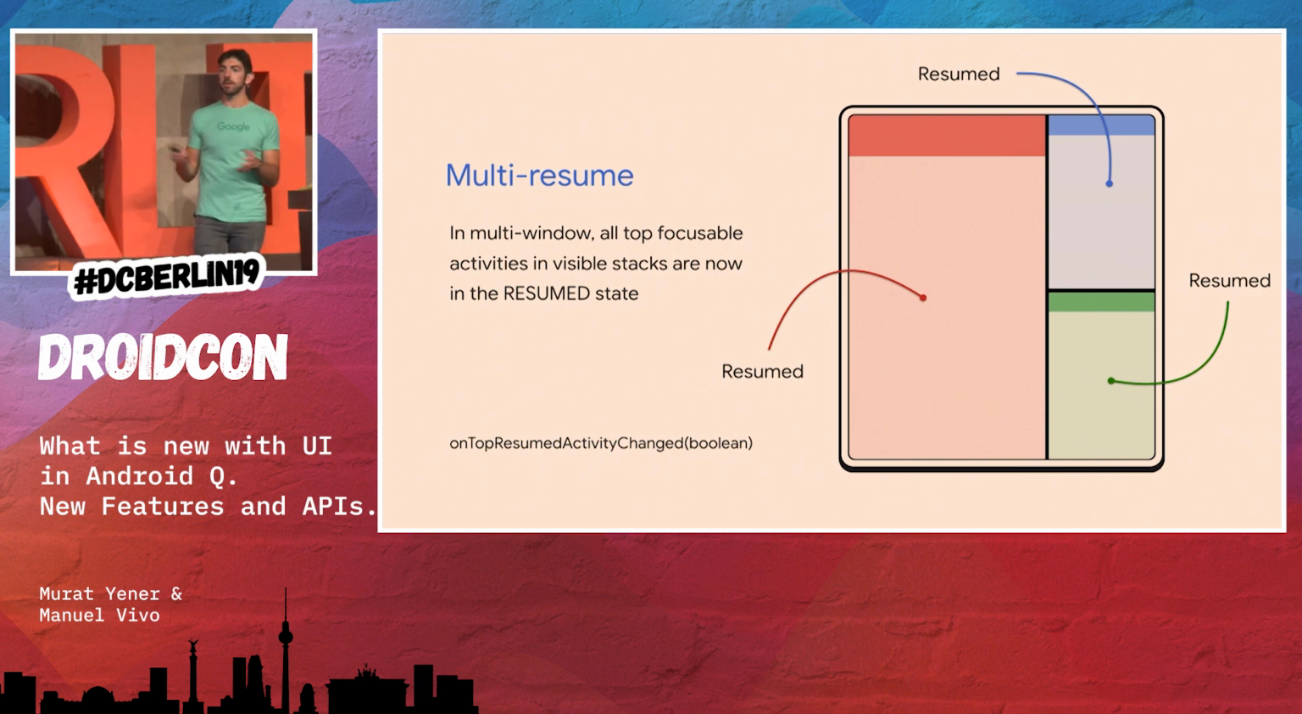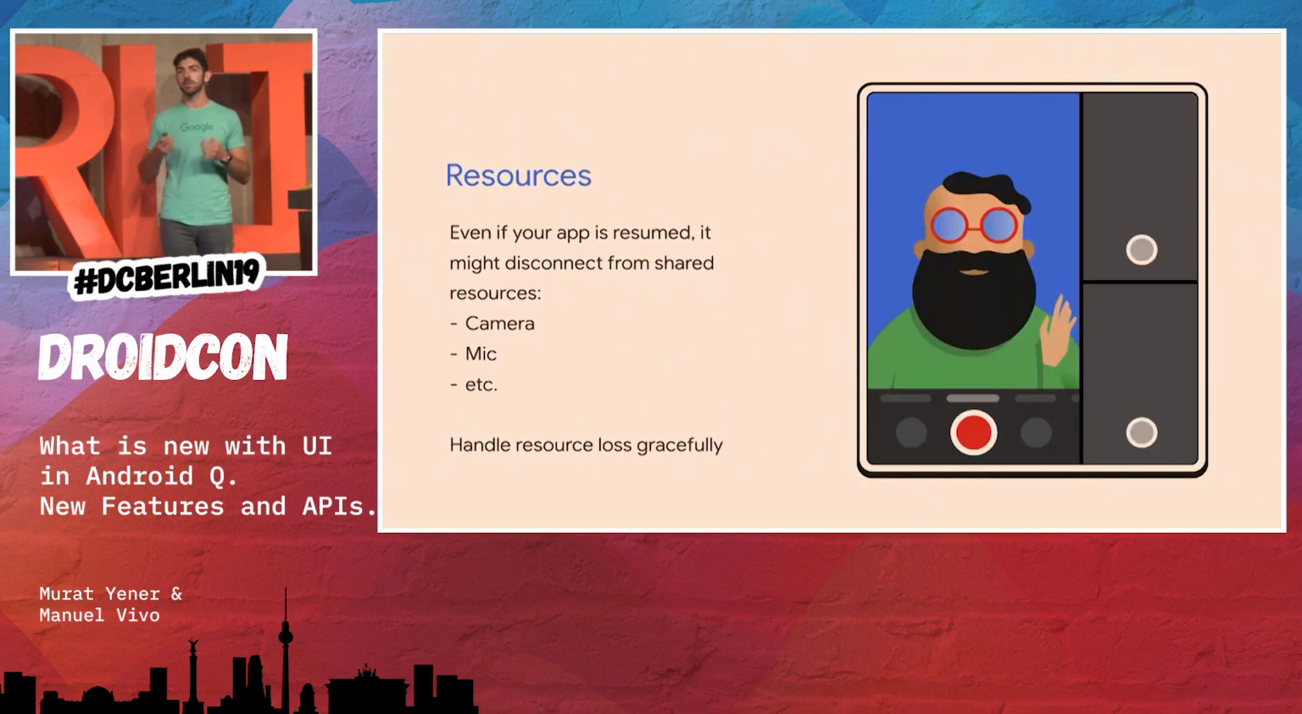And now, because all of them are in the resumed state, you cannot guarantee that you are going to have exclusive resources available for you. So even if you are resumed, you can get disconnected from shared resources, such as camera or mic. So you have to handle the resource loss gracefully.